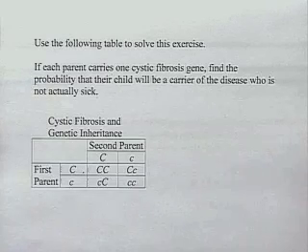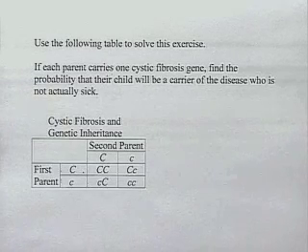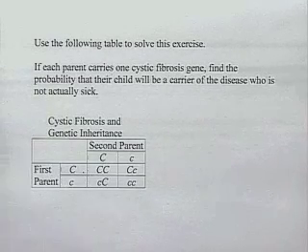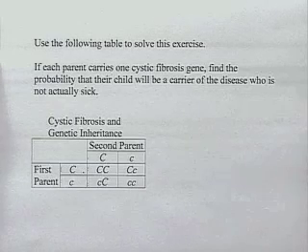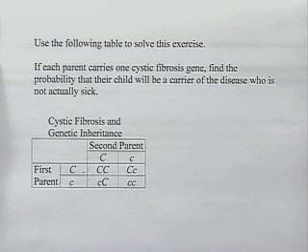Now we're going to look at an application dealing with genetics. Use the following table to solve this exercise. If each parent carries one cystic fibrosis gene, find the probability that their child will be a carrier of the disease who is not actually sick.